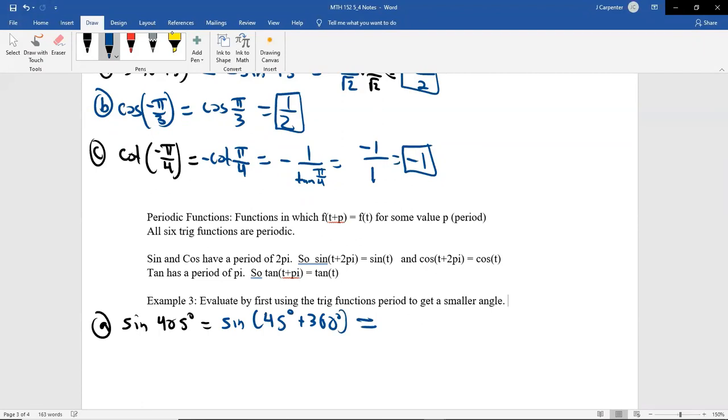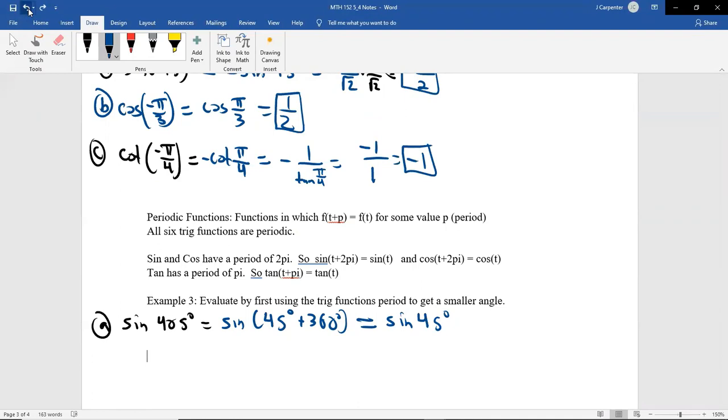Some people would just go to the next step and say, now that you have the period added, you can just drop it and say this is the same as the sine of 45 degrees. Again, a lot of people will skip that step and just go straight to here. I don't care what you do as long as you can get it right. Show some amount of work. All right, sine of 45.